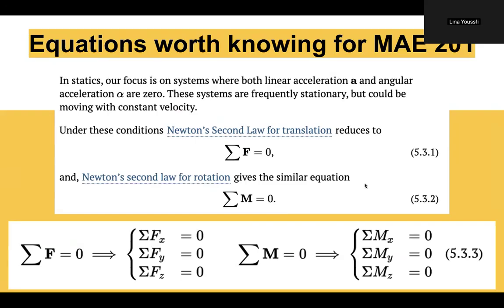For equations worth knowing for MAE 201, your main focus is that for this class, the sum of the forces is equal to 0 and the sum of the moments is equal to 0. That breaks up into the sum of the forces in the x, y, and z directions. I believe for exam 1 you start going into the z direction, but initially in the very beginning you're just doing x and y. The same goes for the moments, which sum to 0 about your axes.